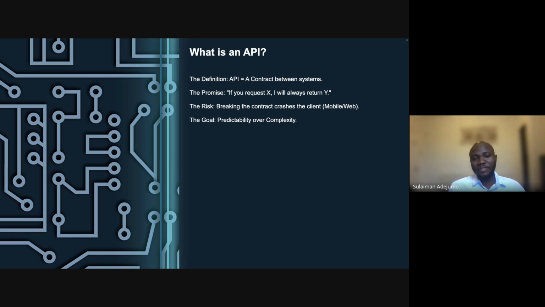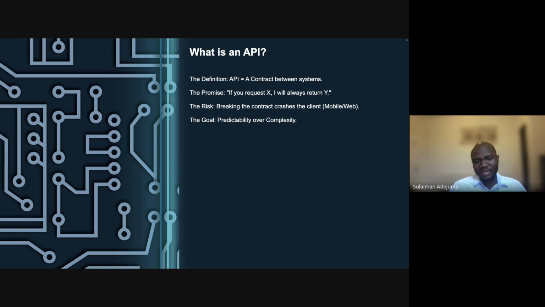So let's start with the first point, what an API really is. We need to stop thinking of APIs as just code and start thinking of them as a contract, as mentioned before. When a front end or mobile developer connects to your back end, they are effectively signing an agreement, and that brings us to the promise. Your API promises that if an app asks for user data in a specific way, you will return it in a specific format every single time.